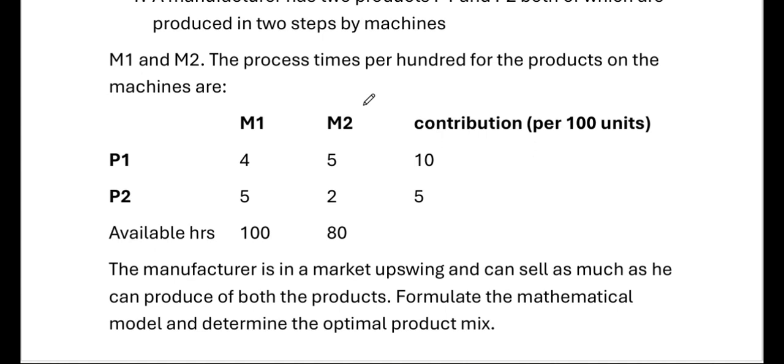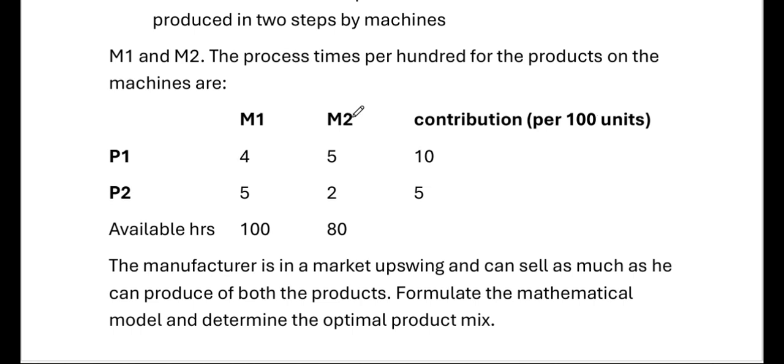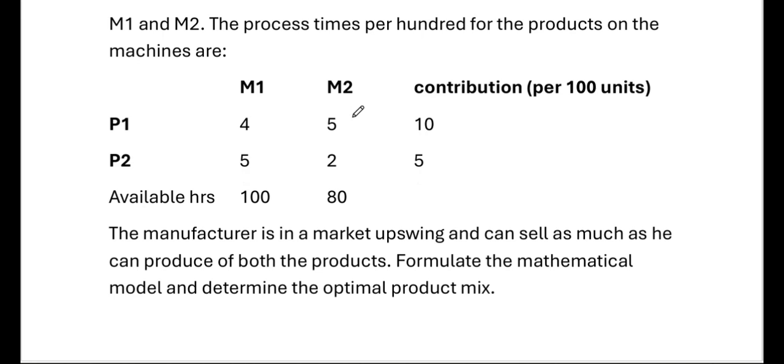We are saying the manufacturer is in a market upswing and can sell as much as he can produce of both products. Formulate the mathematical model and determine the optimal product mix. So how much should this manufacturer produce? How many quantities of P1 and how many quantities of P2 should he produce, subject to the constraints, so that he has an optimal product mix? So that's what you are looking at.